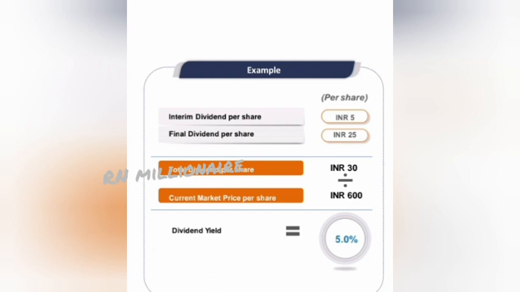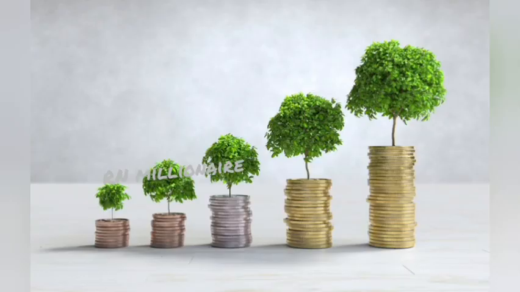If company A pays an interim dividend of 5 rupees per share and then a final dividend of 25 rupees per share, the total dividend per year is 30 rupees, and the current market price of that share is 600. So the final and interim dividend together is 30 rupees. 30 rupees divided by 600 rupees is 5%. So the dividend yield percentage is 5. That is how dividend yield percentage is calculated.